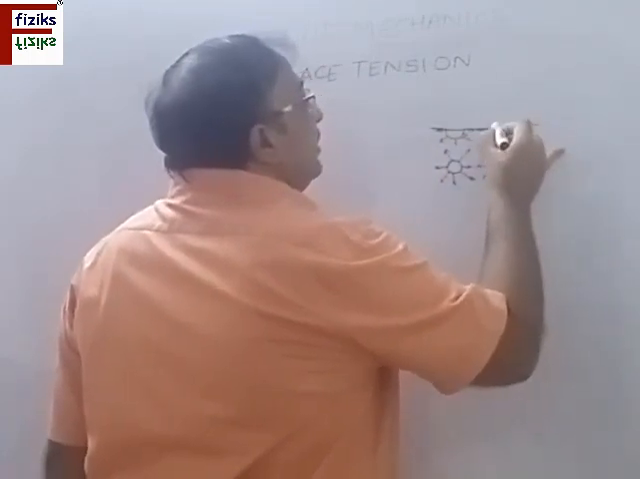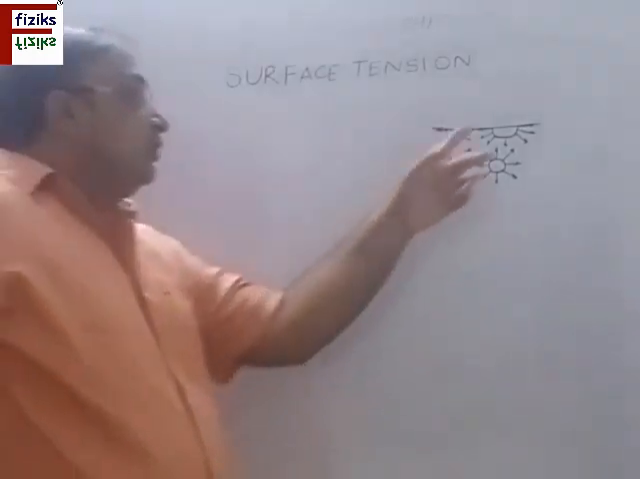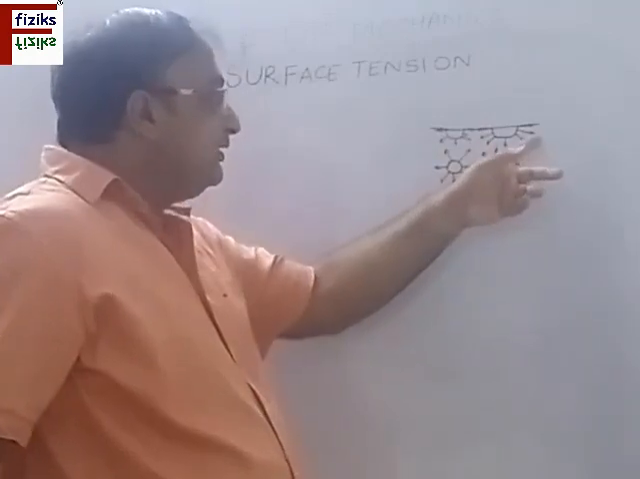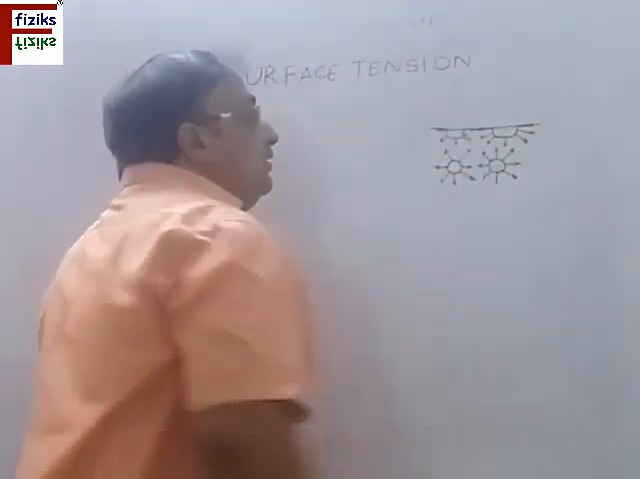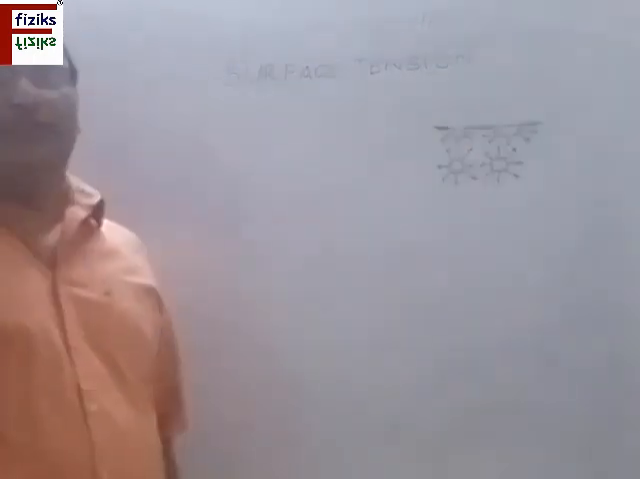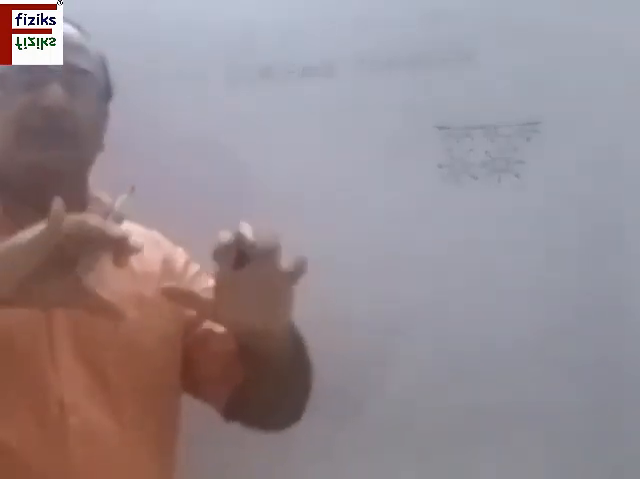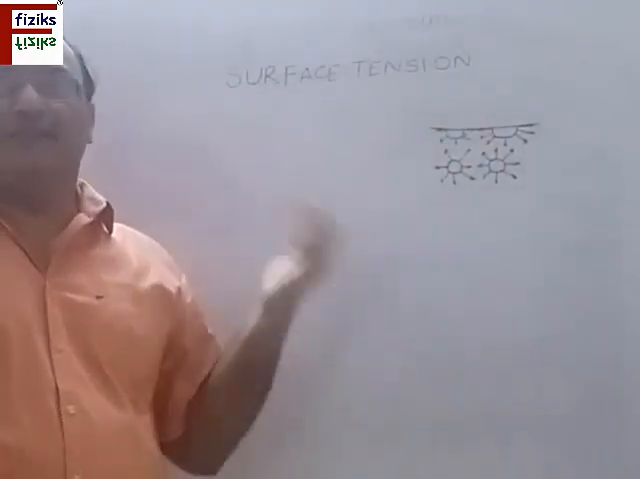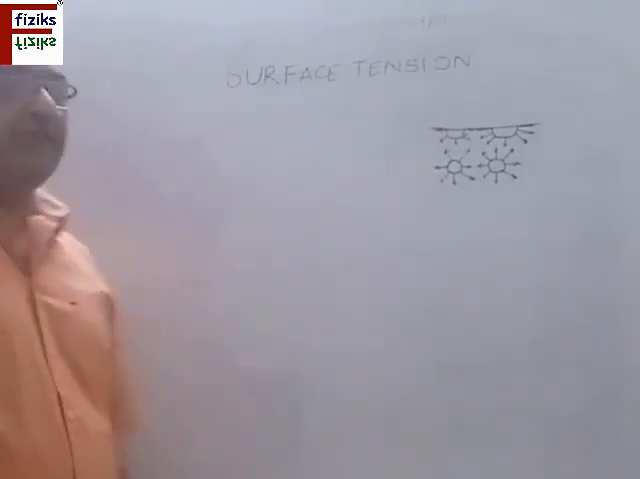So this part remains unbalanced. So there are no forces acting on this part, whereas the forces inside are balanced. Now let us consider these forces, which are parallel to the surface of the liquid. Because of these forces, the molecules attract each other and they try to form a stretched surface. So obviously you can see that the surface area of such a surface should be minimum. This property is called the surface tension.